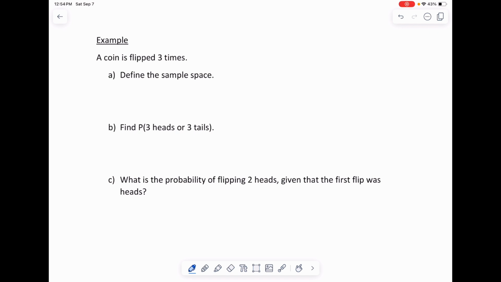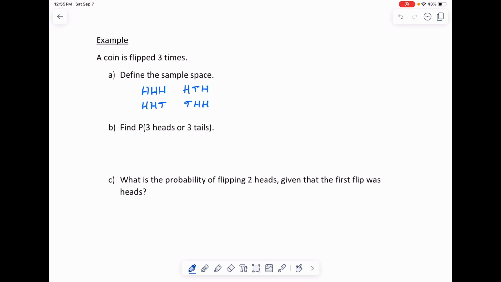So if you flip a coin 3 times and we're looking for the sample space, I try to be a little bit methodical when I'm doing this so I don't miss any. So for example, I'm going to start with 3 heads, and then I'm going to look at all the combinations of 2 heads and 1 tail. So I could get a head, head, tail. I could get a head, tail, head, or a tail, head, head.